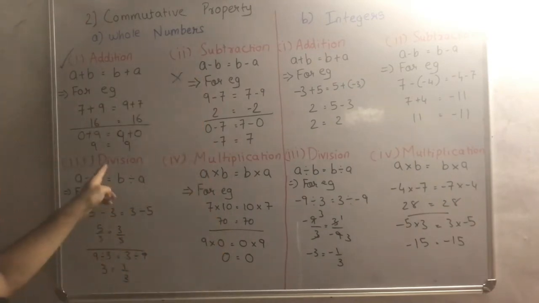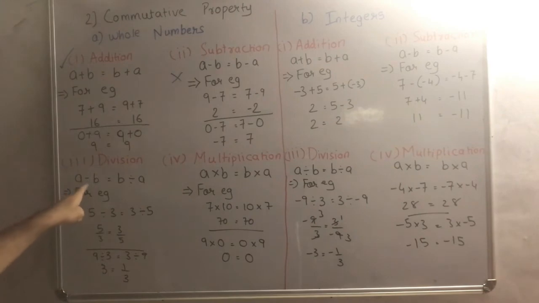So now next is division. A divided by b equals b divided by a. For example, 5 divided by 3 equals 3 divided by 5? 5 by 3 equals 3 by 5? Not possible. Let's take another example. 9 divided by 3 gives 3, but 3 divided by 9 gives 1 by 3. So division of whole numbers cannot fulfill the commutative property.